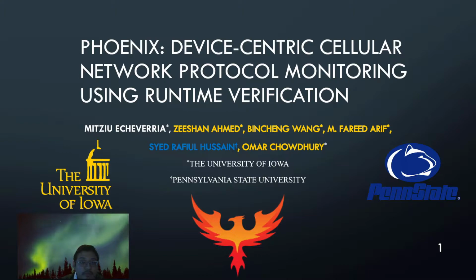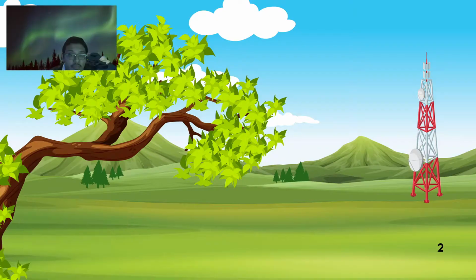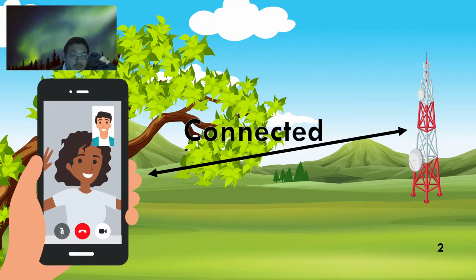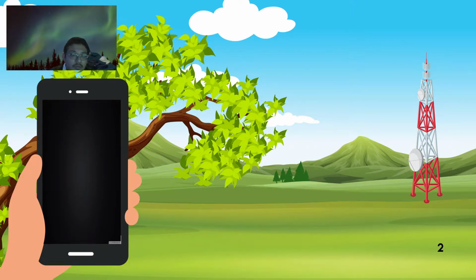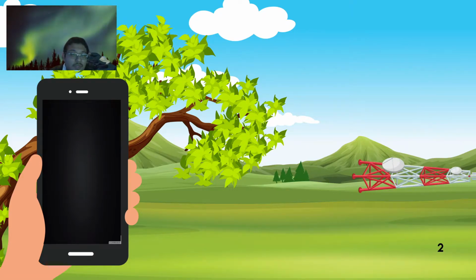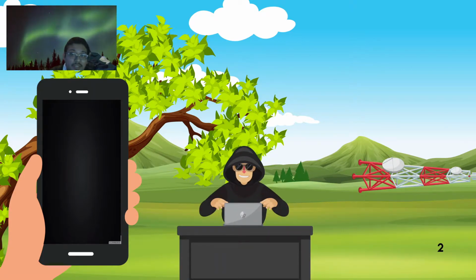Today I will be talking about Phoenix, a device-centric cellular network protocol monitoring using runtime verification. Nowadays, we all have cellular devices, and we've all encountered the issue where we suddenly lose connection, lose service. We normally attribute it to a service disruption, right? Maybe the base station went down.